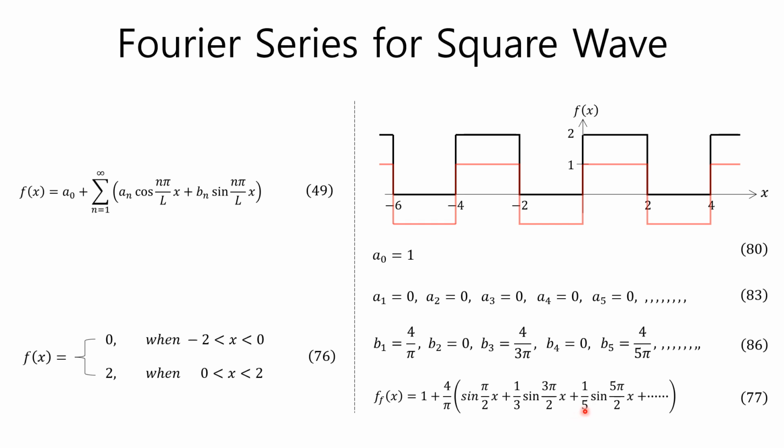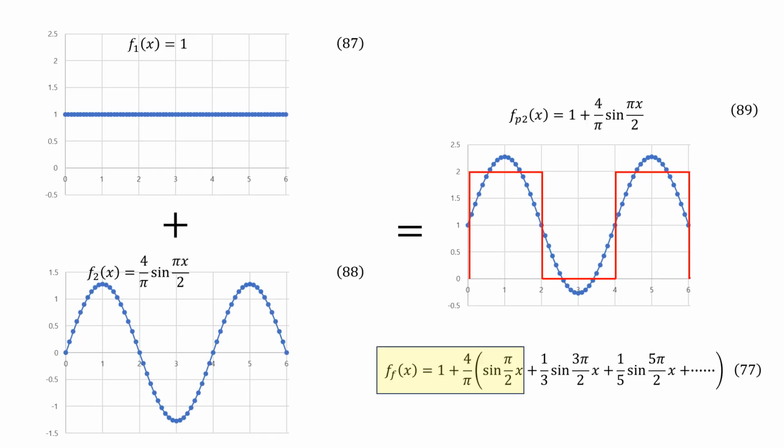Let's continue to find out what equation 77 means. If you add the first term, equation 87, and the second term, equation 88, shown in yellow in equation 77, you get equation 89. If you represent it graphically, you can get the result shown in the blue graph on the right. Here, the red graph represents the square waveform we want to display.